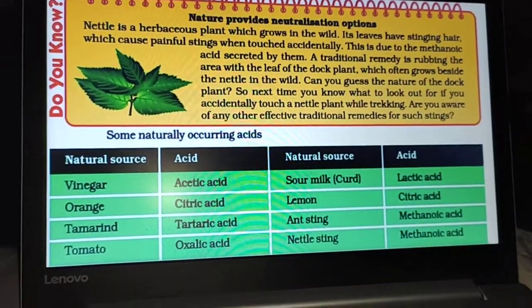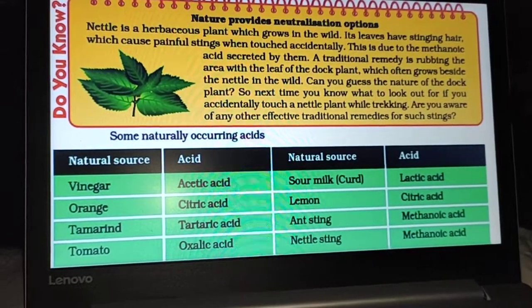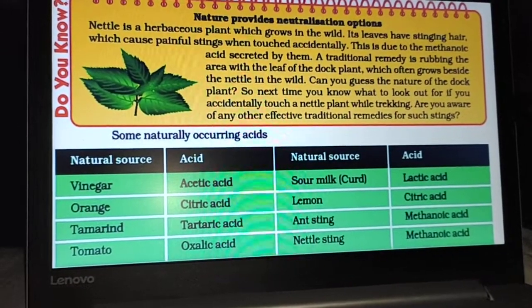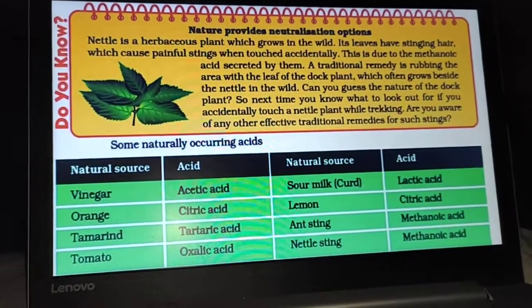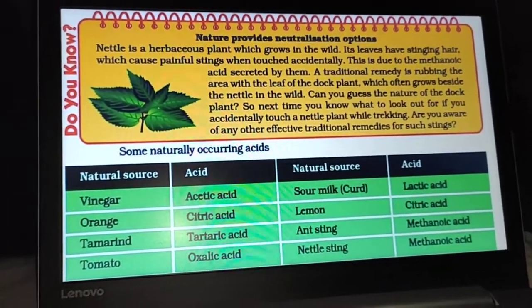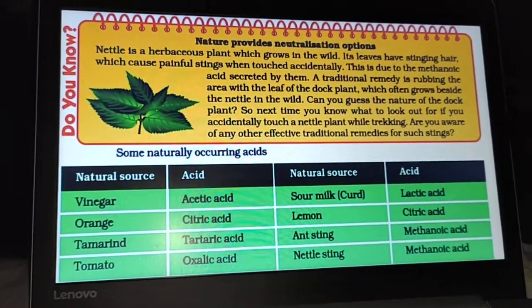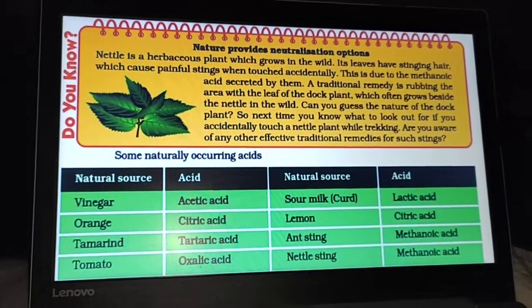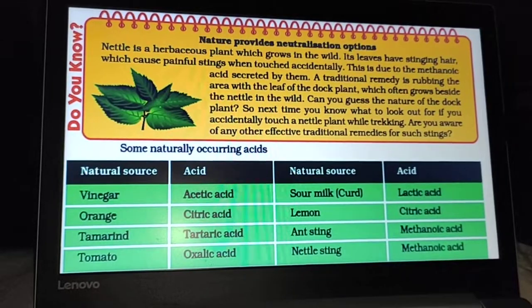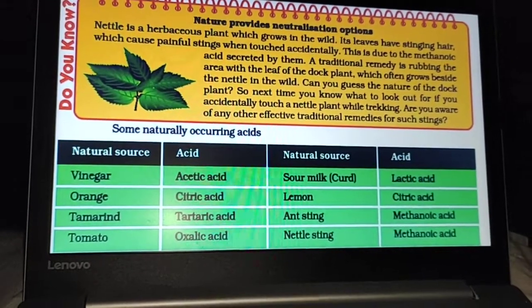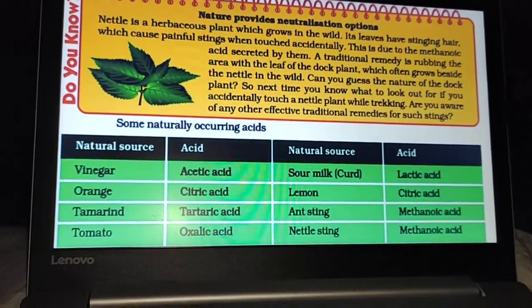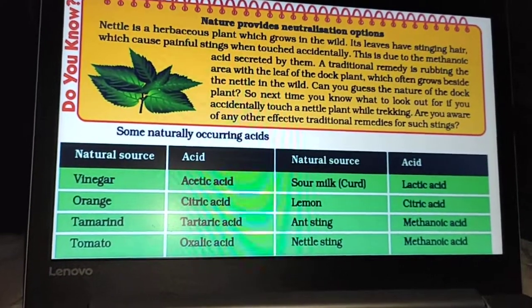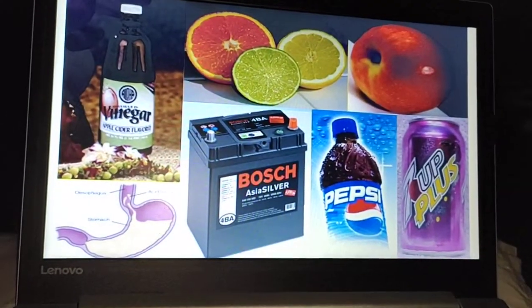Now these are the examples: vinegar is acetic acid, orange citric, tamarind tartaric acid, tomato oxalic acid. That I already gave, more of the naturally occurring acids in your e-contents PDF files, so you can consider from there. Sour milk curd, lactic acid, lemon citric acid, ant sting methanoic acid, nettle sting methanoic acid. So these are the common items.